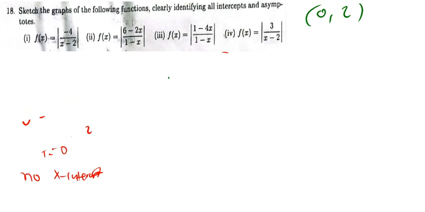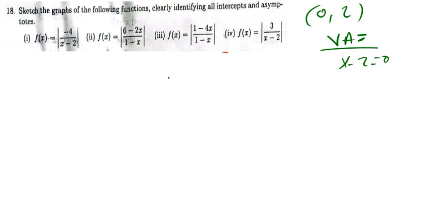Let's find the vertical asymptote. We said you get x minus 2 equal to 0, so x will be equal to 2. For the horizontal asymptote, the function is bottom heavy. The degree of x on the denominator is higher than the degree of x on the numerator. Therefore, the horizontal asymptote is 0. Let's sketch now. I want you to understand me here.